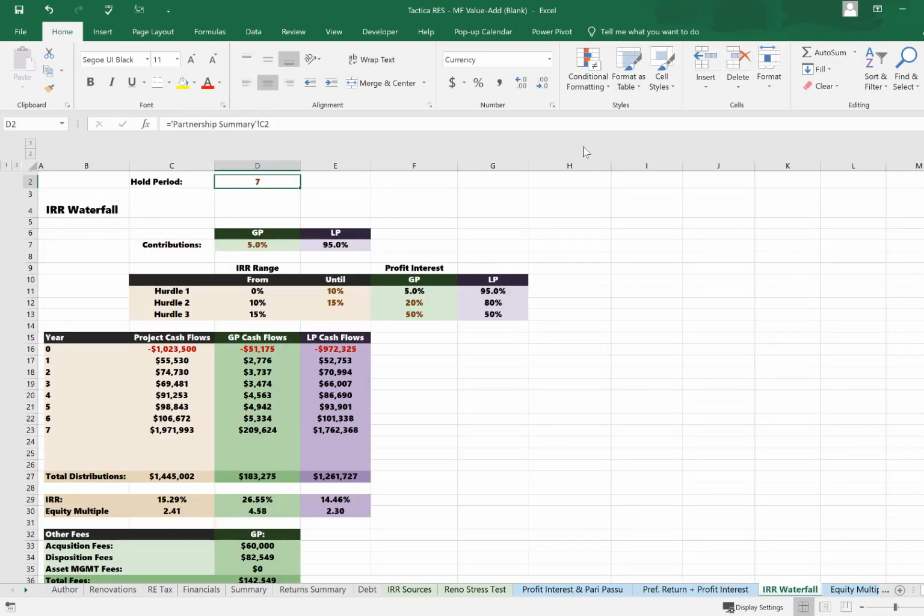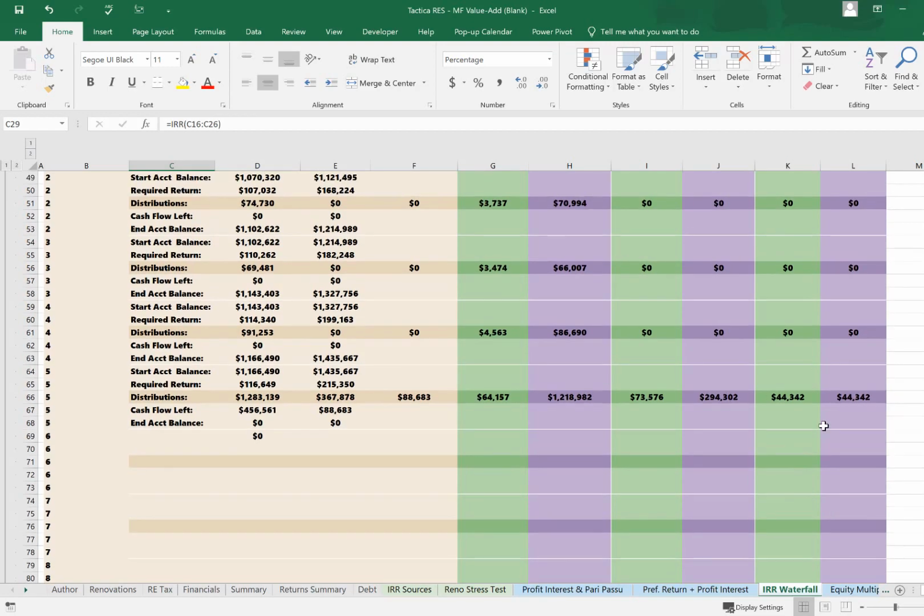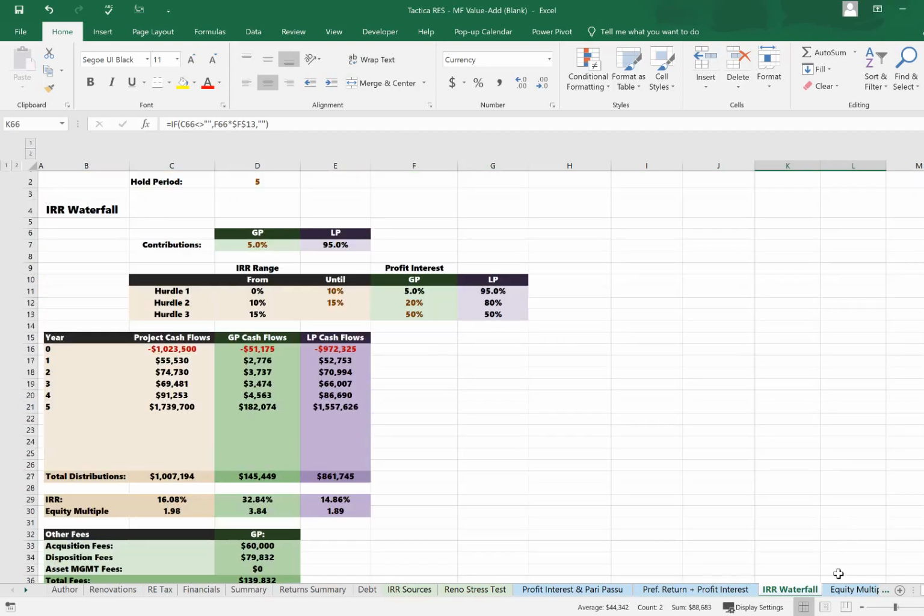Like any of my other partnership models, you're able to toggle the hold period to see how it would affect the returns. I bet if we do it shorter term, that will boost the IRR, which will boost the hurdle. So now the IRR goes up to 16.08%. You can see now we get in the residuals year 5 in the profit split in hurdle 3. It would be $44,342 between the GP and the LP.